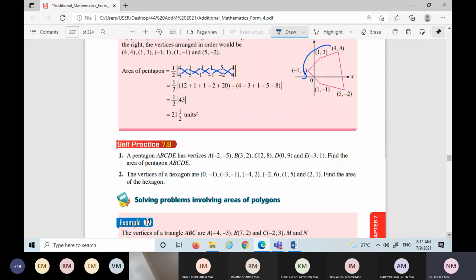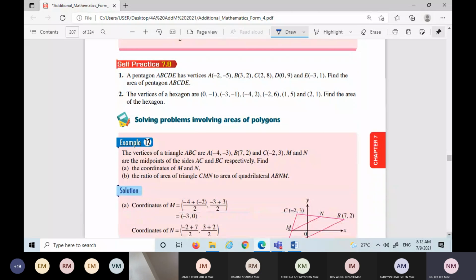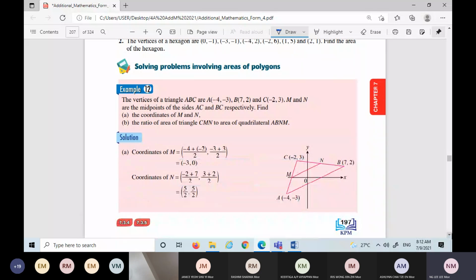Now we will see some problem-solving questions. Look at this example. The vertices of a triangle ABC. Looks very familiar, right? This type of triangle. Oh yeah, this is your midpoint theorem. So for these questions afterwards, I will need you to use the midpoint theorem to solve them by yourself.